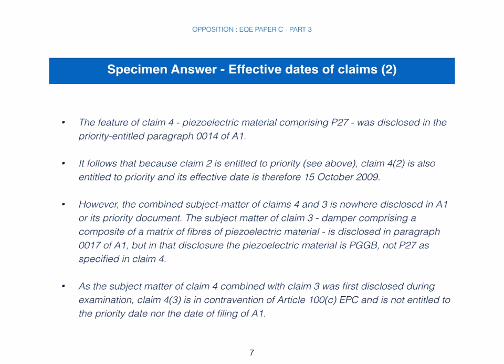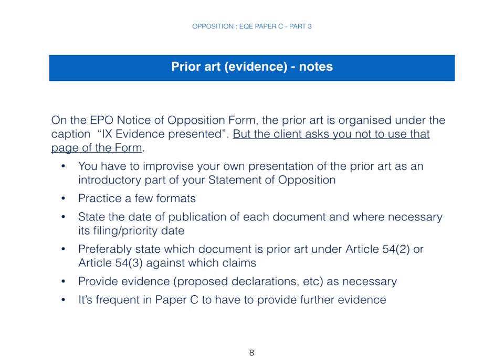First, some notes on the prior art and evidence. On the EPO Notice of Opposition form, the prior art is organized under the caption Roman IX, Evidence Presented. But the client asks you not to use that page of the form. Therefore, you have to improvise your own presentation of the prior art as an introductory part of your statement of opposition. Practice doing this in a few different formats.